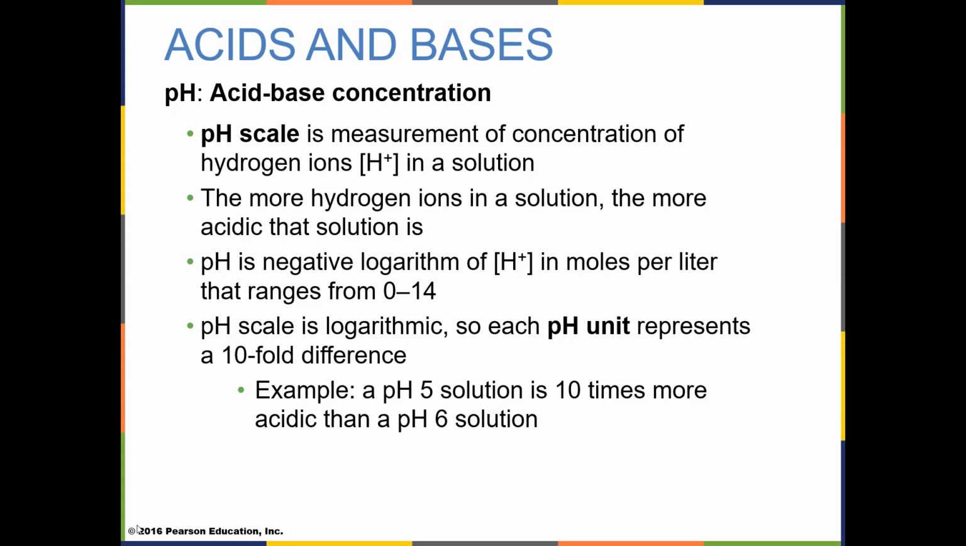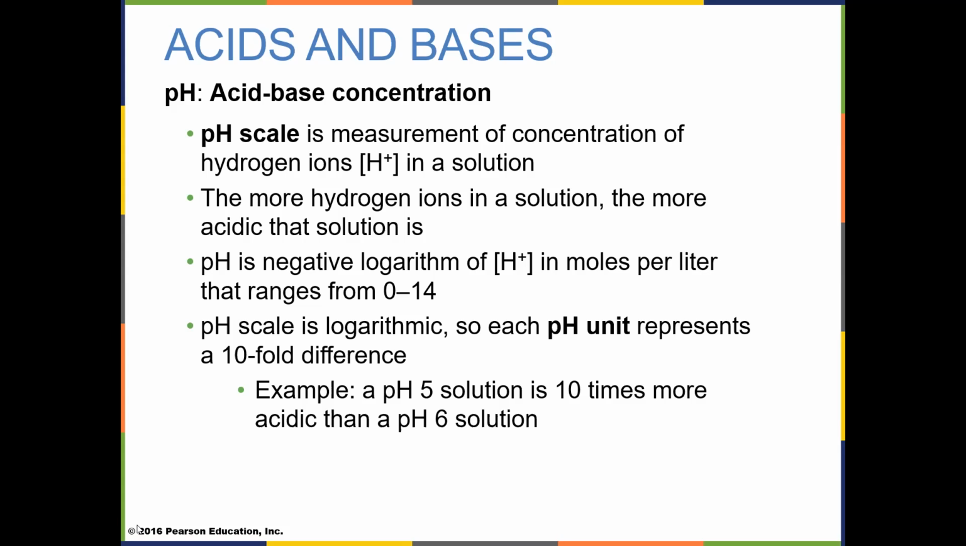It means that if the scale goes from 0 to 14, 7 is neutral. The hydrogen ion concentration at 7 is the same as the hydroxyl ion concentration. So it's neutral at 7. Distilled water is neutral. If you have a pH of 6, there are 10 times as many hydrogen ions at 6 as there were at 7. So a solution that has a pH of 6 is 10 times more acidic than 7.